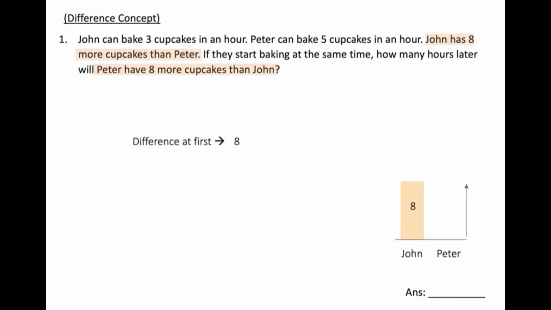Because first, Peter must bake 8 more than John in order to be equal. But the question wants Peter to be 8 more. So Peter must bake extra 8 more. So in total, Peter must bake 16 more than John. Only if Peter can bake 16 more than John, Peter will be able to have 8 more cupcakes than John.